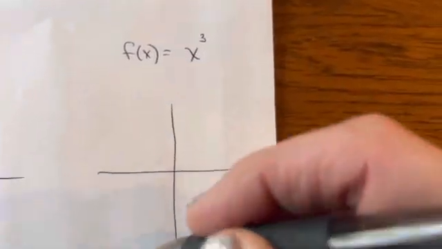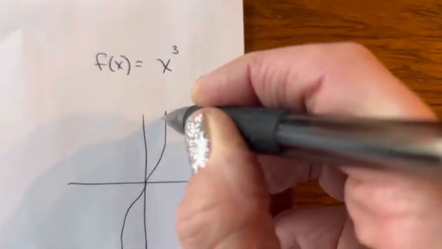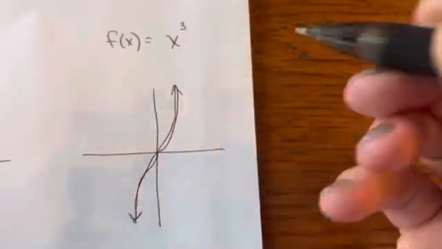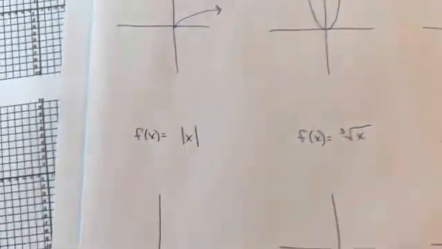X to the third, it looks like this. It always goes through the origin. Whoops, I'm looking through my phone here. We're doing this real quick before I leave for work. And it looks like that. Okay, so that's kind of the x to the third graph. So you want to know that one.